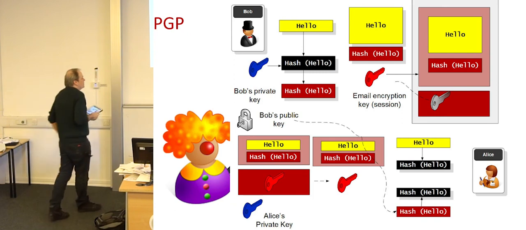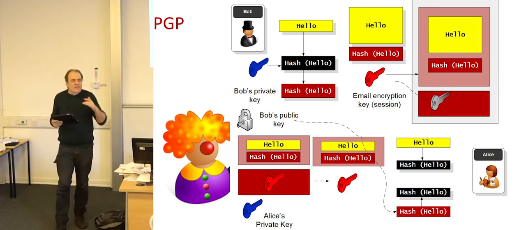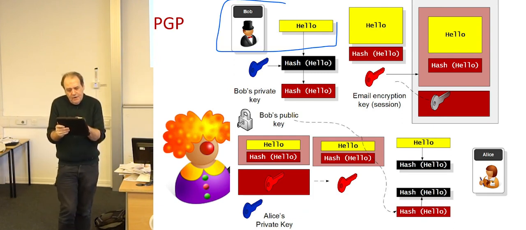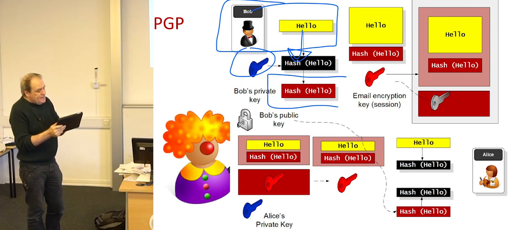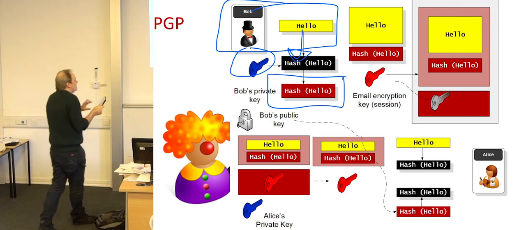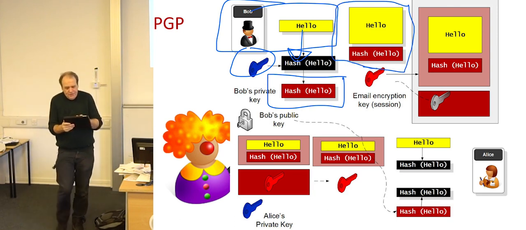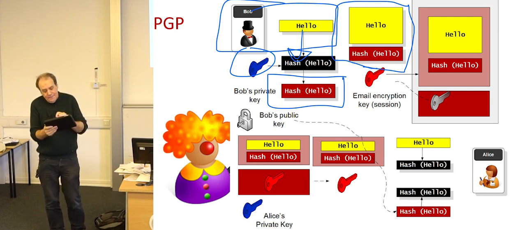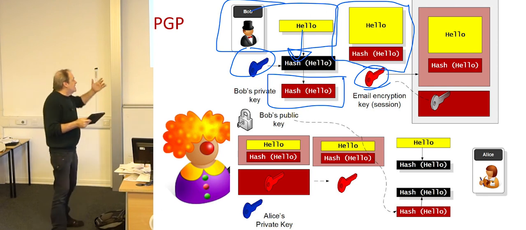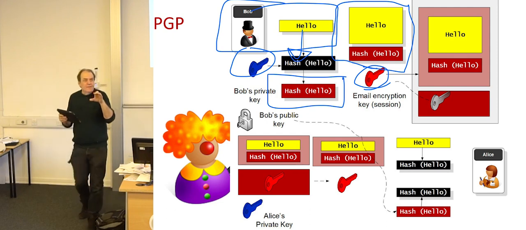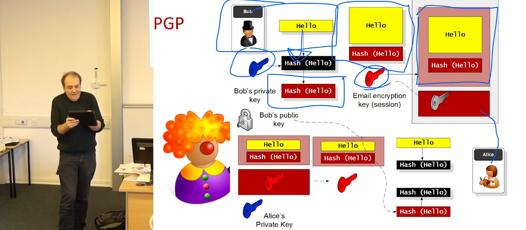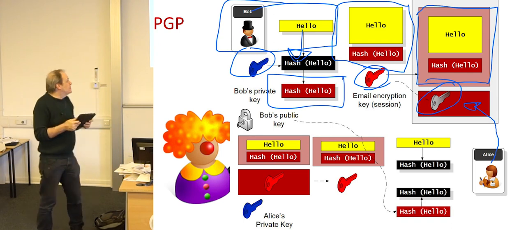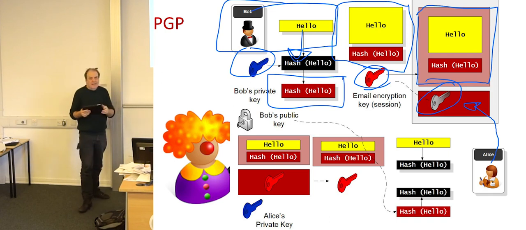The way that PGP works, and this is the proper way to actually send a signed email, is that Bob will take a hash of the message. So he's just saying hello. And with his private key, he encrypts the hash. He then takes the message and the hash value, and he will create a unique symmetric key that he'll use. So this will be unique for every email that's sent, and encrypts the message and the hash together. He then takes Alice's public key and encrypts the key that he's used for the email with her public key.